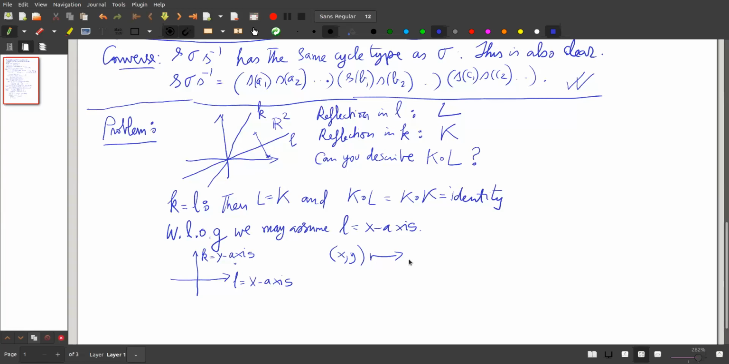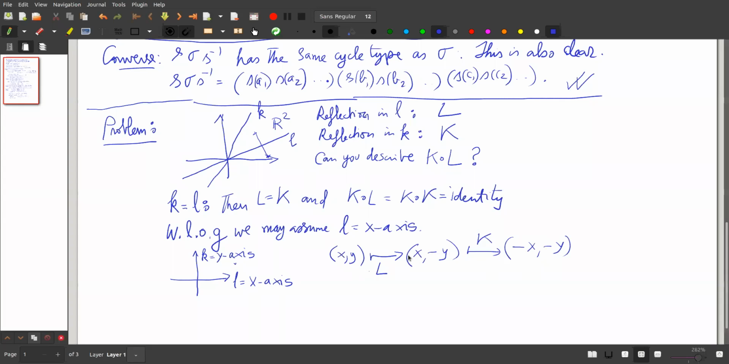Okay, there are two answers, both are okay. The other answer is also good. So x y goes to x comma minus y. Right. And then this is acting L, capital L, and this is acting K. Where does that take me? Reflection on the y-axis. It should be minus x comma minus y.